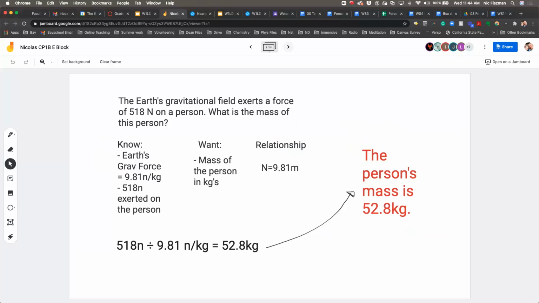We kind of had the same approach in that we addressed what we know, being that Earth's gravitational force is 9.81 newtons per kilogram, and also that our person had 518 newtons exerted on them. Given that, we made the equation that you see on the bottom of the screen, which ended up getting us about 52.8 kilograms, since the newtons on both sides canceled out, which corresponds with our want, which is the mass of the person. That's awesome.